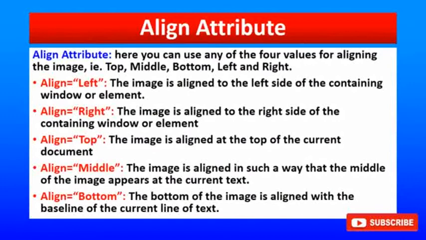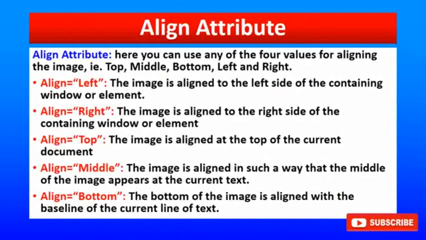The next attribute is the align attribute. The align attribute could have any of the values which are given here. It could be left, or right, top, middle, or bottom. Okay, so first if we type align is equal to left, then the image is aligned to the left side of the containing window or element. That is, suppose we have typed text or something, then the image will be aligned to the left side of that text, or if 2 images are lying, then also it will be aligned to the left hand side. Then align is equal to right, the opposite will happen. The image will get aligned towards the right hand side.